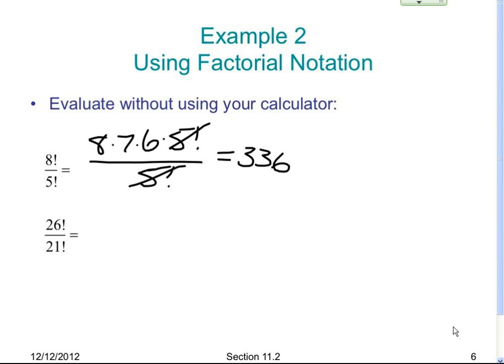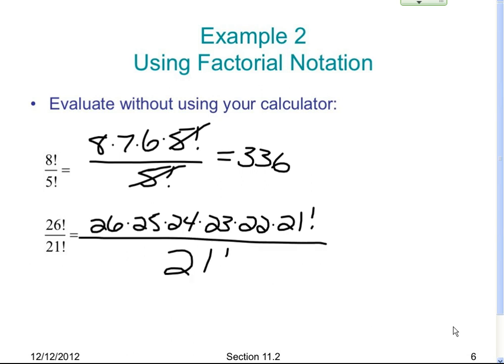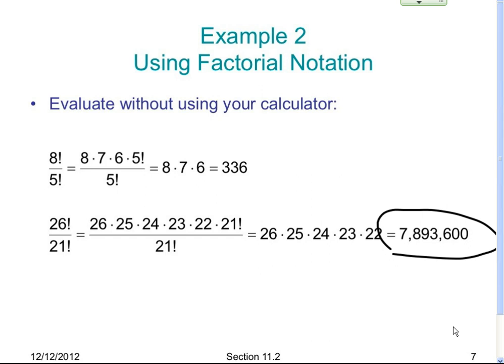So in the same way, we're going to do the 26 factorial. So I can do 26, 25, 24, 23, 22, and with the 21, I'm going to write it as 21 factorial because I know that I have a 21 factorial on the bottom. So those 21 factorials will cancel, and so now I'm left with 26 times 25, 24, 23, and 22, which is 7,893,600.